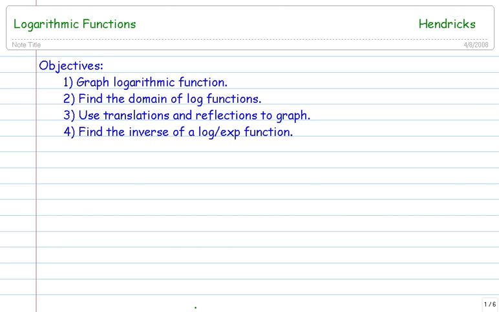The topic of this video lesson is logarithmic functions. We're going to talk more about how to graph a logarithmic function, find the domain of those functions, use things we've talked about before involving translations and reflections to graph, and also find the inverse of a log and/or exponential function.